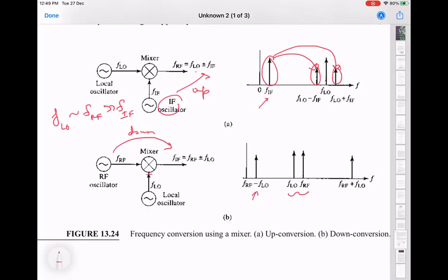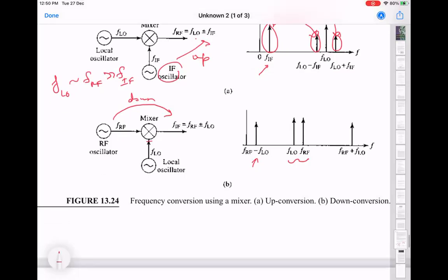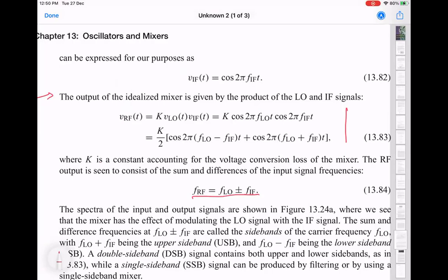You can send the same IF to multiple mixers if you want, but the question is, what are you trying to do? Right? Multiple mixer setup doesn't mean anything by itself unless you specify what it is you're trying to do there. Okay. So this is essentially the basic operation. So here it says the output of the idealized mixer, now here output is being treated as the RF port, is basically some constant K multiplied by the LO term and the IF term, which is just cos written as some sinusoidal function. And that gives you the difference and the sum, which is basically what we are saying.